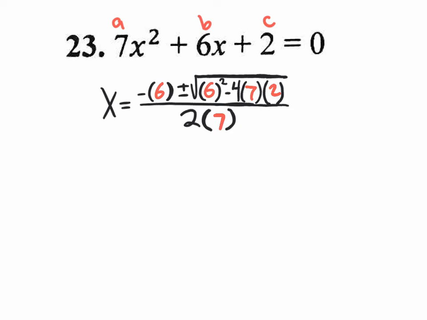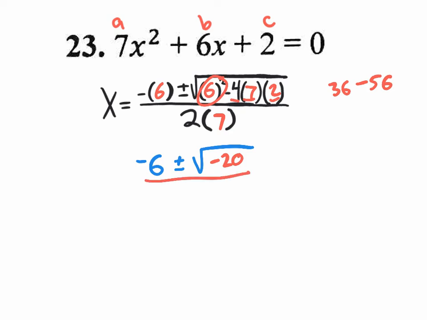So we will have negative 6 plus or minus the square root of, let's work on that discriminant. We have 6 squared, which is 36. And then 4 times 7 is 28. Times 2 is 56. So you have minus 56, right? Yes or no? Yes. All right, so what's 36 take away 56? Negative 20. So I really have negative 20 as my discriminant. All divided by what? 14.